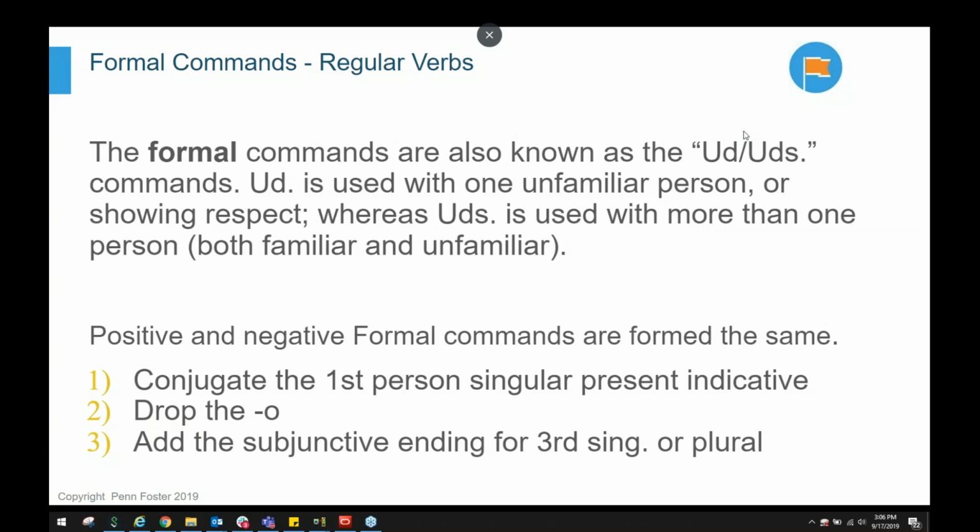Also, it says positive and negative formal commands are formed the same way. First step would be conjugating the first person singular present indicative. As we know, all of those forms do end with an O. We're going to drop the O and then add the subjunctive ending for the third person singular or plural. So again, depending on how many subjects you're talking to.